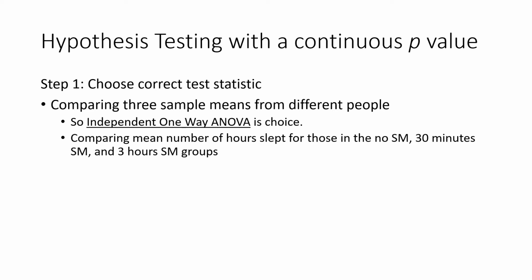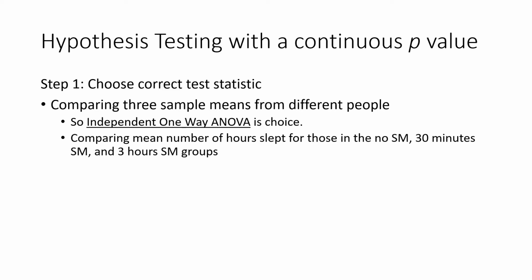Now we're ready to go ahead and start doing the tests. The first pillar that we're going to be looking at, of course, is hypothesis testing with a continuous p-value. And the first step is to choose the correct test statistic. In this case, of course, you're comparing 3 sample means from different people. So that means that an independent one-way ANOVA is the choice.